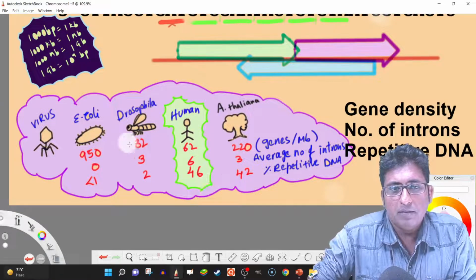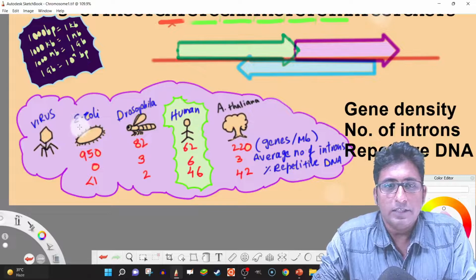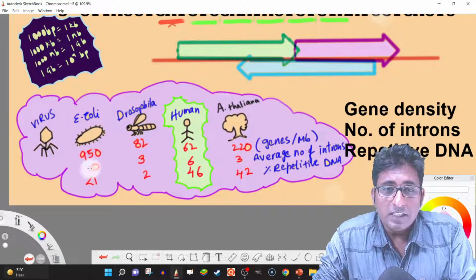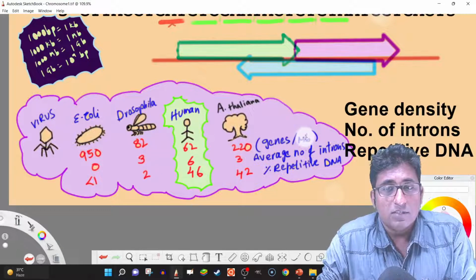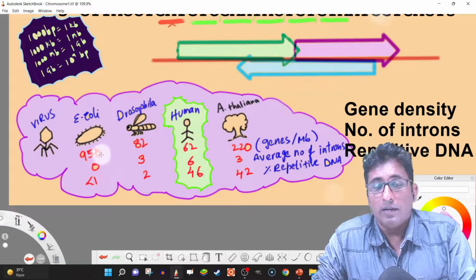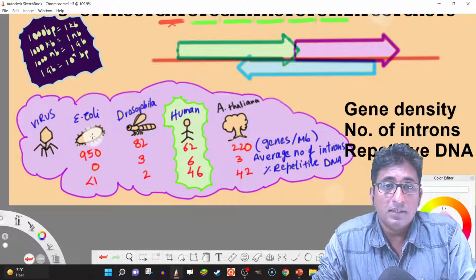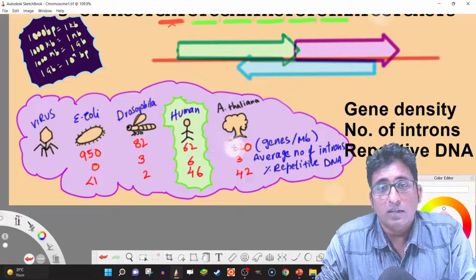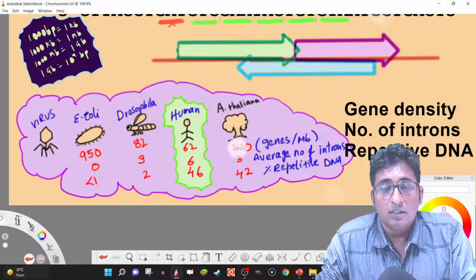Let's compare the cellular life forms, that is E. coli, Drosophila, humans, and Arabidopsis. The genes per MB, which is indicative of gene density, is highest with 954 for bacteria, represented by E. coli, then Drosophila 82, humans 62, and Arabidopsis thaliana 220.